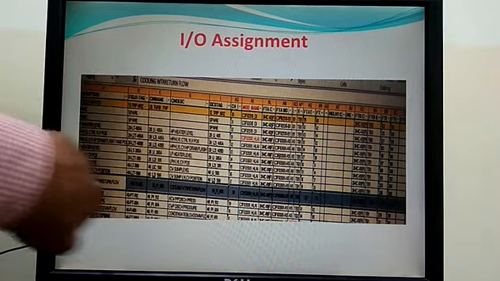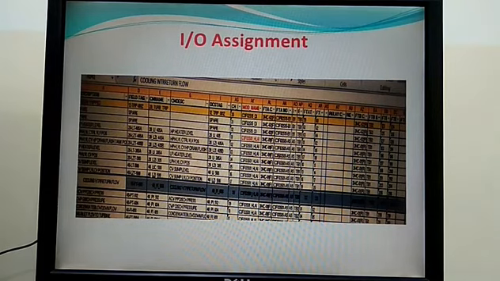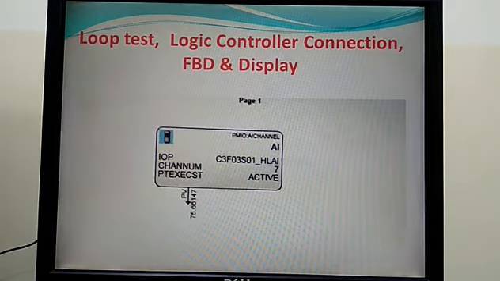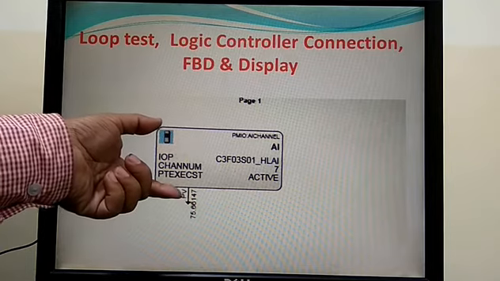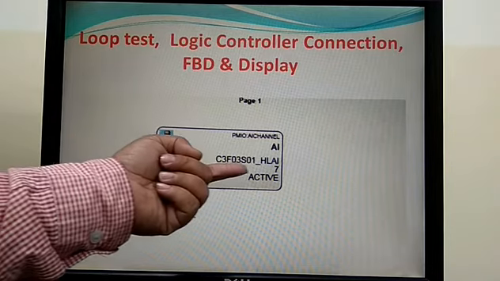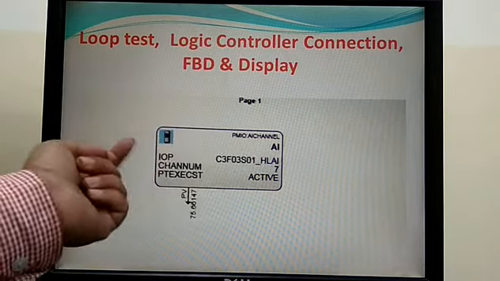This is the TB detail. This is your IO assignment table. You will know gradually when you do this by your own. And finally, loop test, logic controller connection, FAT and display. And this is the logic. This is the block, and this is the controller number. This is the AI input that is coming.